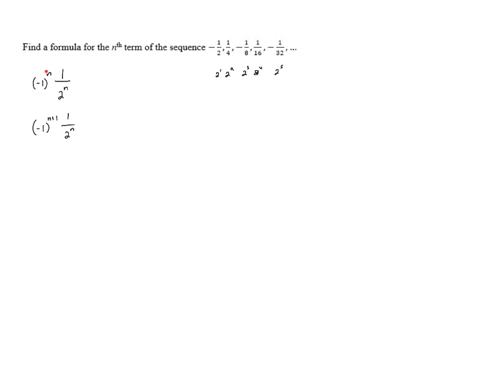Let's take a look at this first one, negative 1 to the n times 1 over 2 to the nth. If we look at the first term here, a sub 1, it would be negative 1 to the first times 1 over 2 to the first. Now negative 1 to the first is negative, so we're going to have negative out front and 1 over 2. And this matches our first term, so that tells us that this is actually the correct formula.